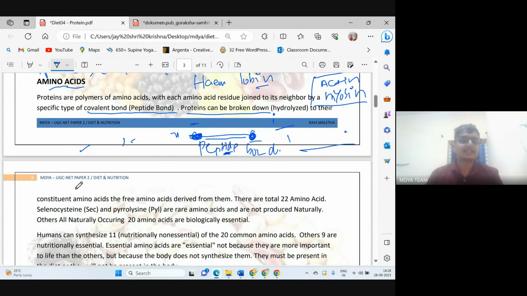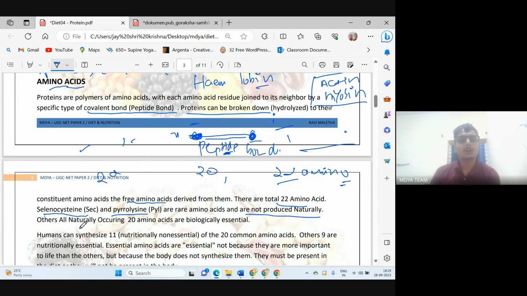Okay, when there is hydrolysis of protein, it will be broken down into free amino acids, and there are a total of 22 amino acids. Before, I told you there are 20 amino acids, now it's written there are 22. Then what's the difference? The difference is that there are two amino acids, selenocysteine and pyrrolysine. These two are not present in nature; you can also say these are artificial amino acids. They are not present in any living organism, not produced naturally. So as a whole, till now 22 amino acids are present, out of which two are not natural. So naturally occurring amino acids are 20.